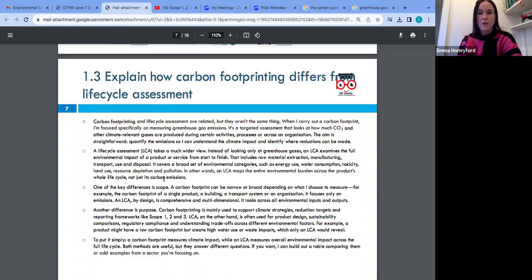So when we look at different types of measuring greenhouse gases, you have carbon footprinting and you have life cycle assessment. Now these two methodologies are quite different, and we'll go over that now.